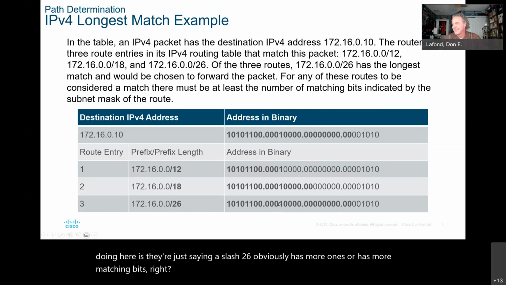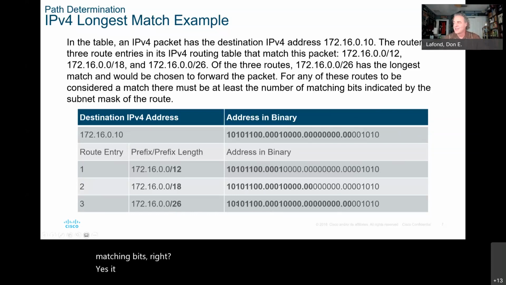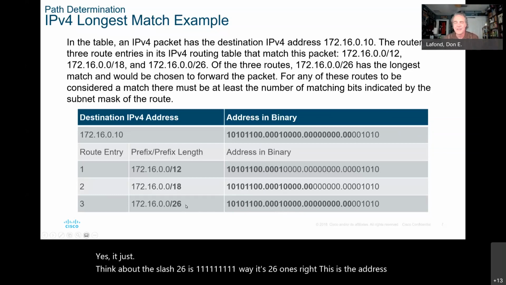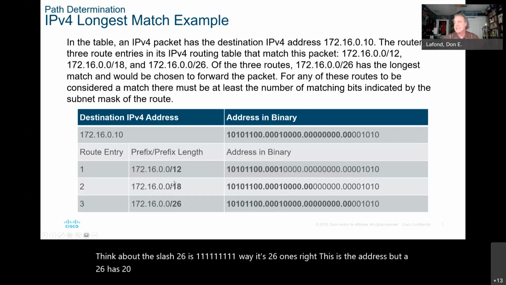Just think about the /26 as 26 ones. This is the address, but a /26 has 26 ones, a /18 has 18 ones, and a /12 has 12 ones. So if this matches the network, then the /26 is going to be the closest match.